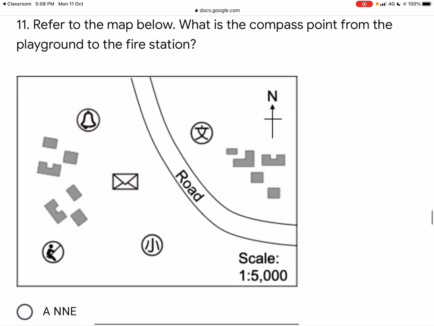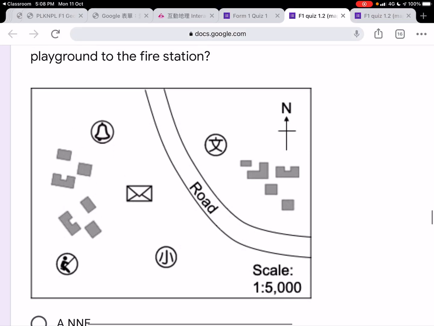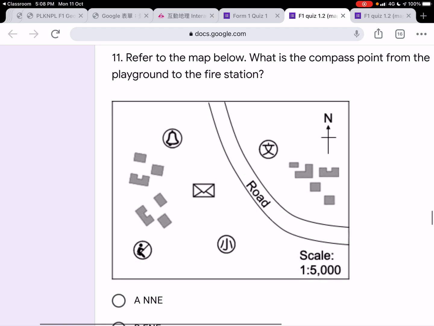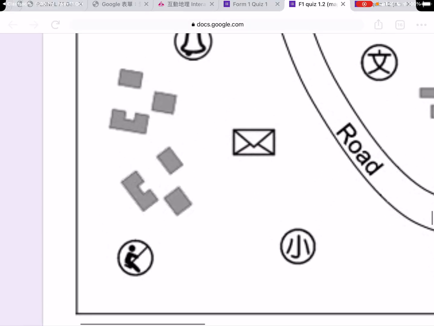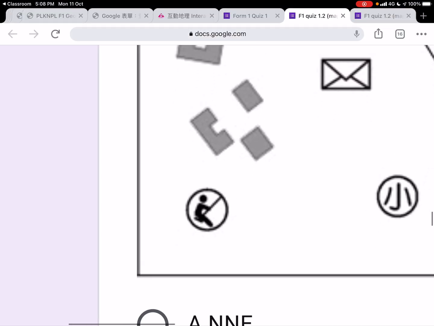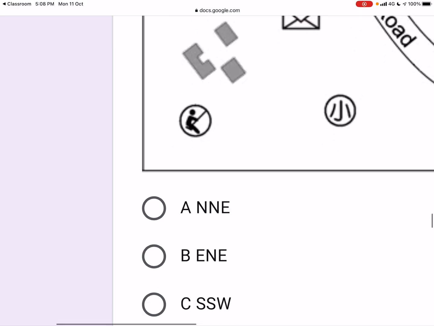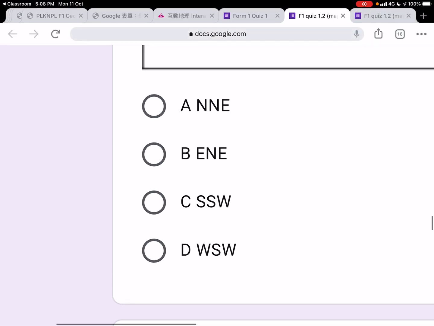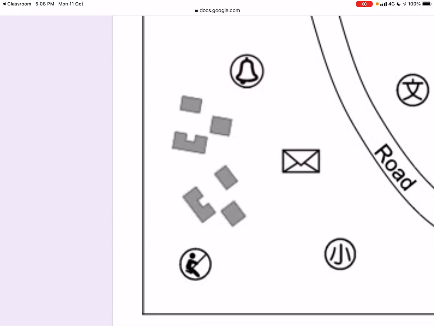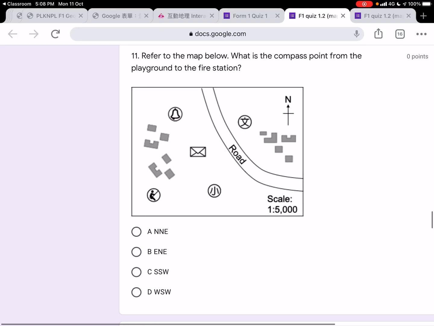Compass point from the playground to the fire station. Playground is here, okay? From the playground to the fire station, which is like this, from here to here. So accordingly, it should be north east. Is it north east? Because it's kind of next to north, so it should be north east. Number 9 is number 11, okay?